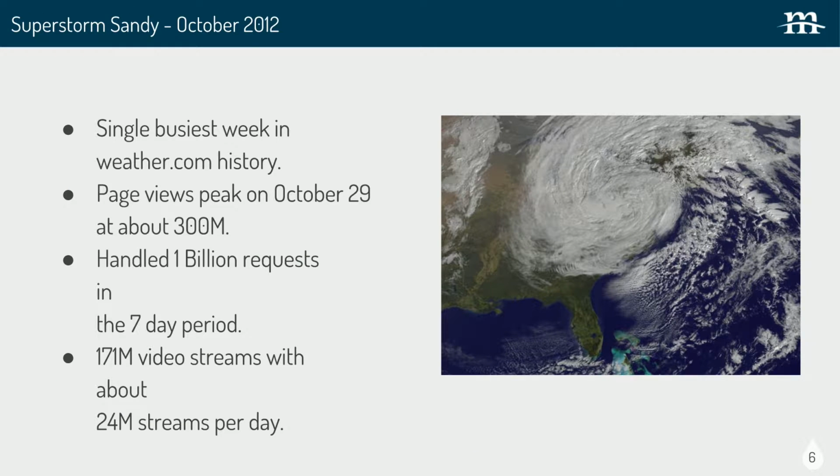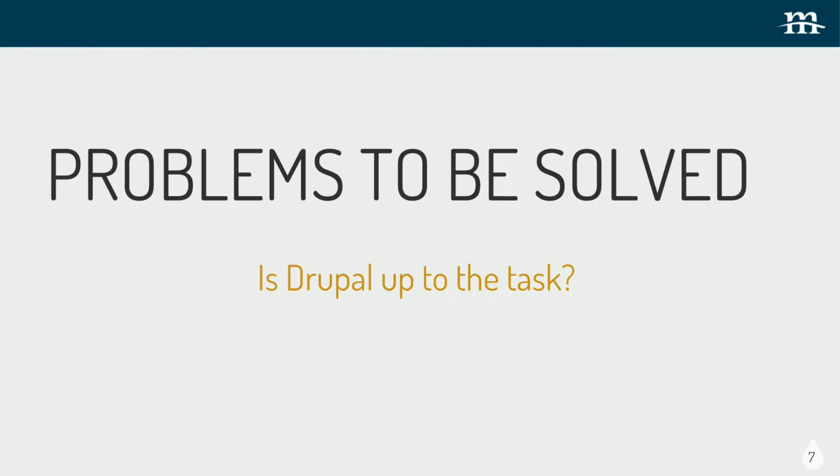Here's one example they presented to us when they were evaluating Drupal as a possible platform to use. Superstorm Sandy, October 2012. Page views peaked at about 300 million, and they had over 1 billion requests in that single week. And they could not sustain their site. It kept going down. About half of those requests were going all the way to their origin servers. So they had very little caching strategy at all in place. And at that point, they had 144 origin servers. And even those couldn't handle the load that they were getting hit with. So they knew they had a problem.